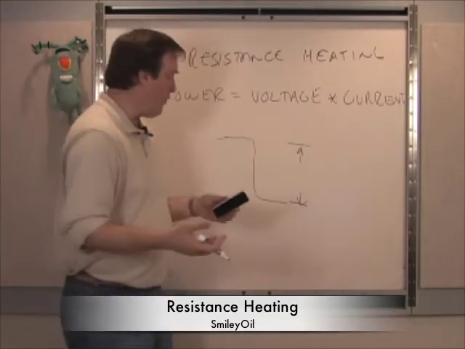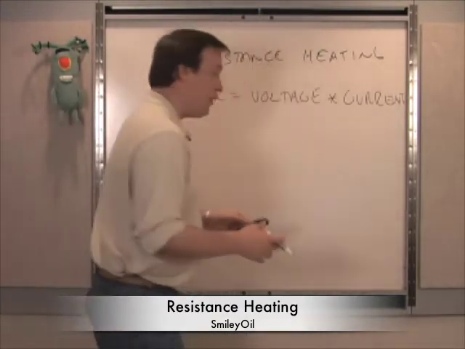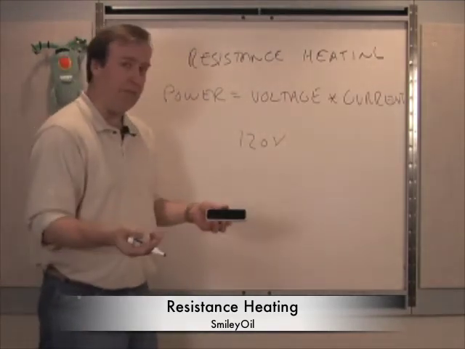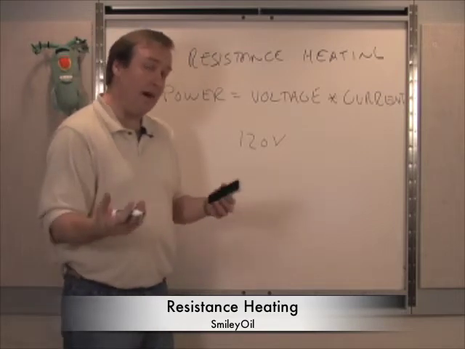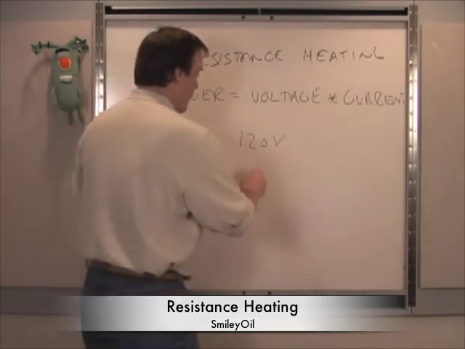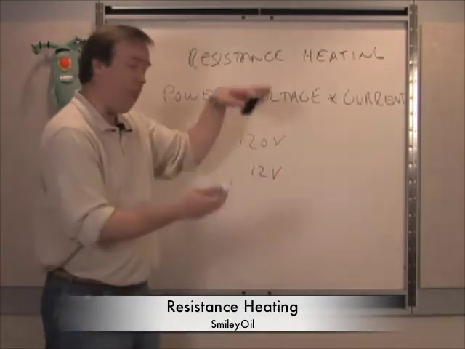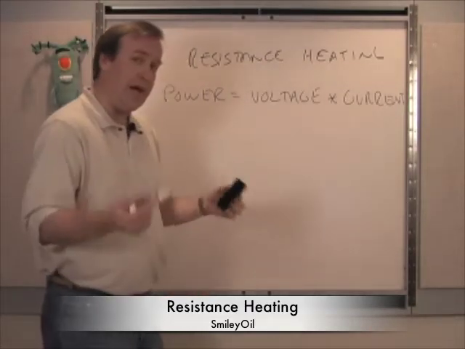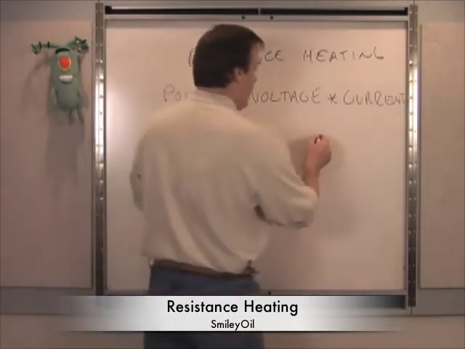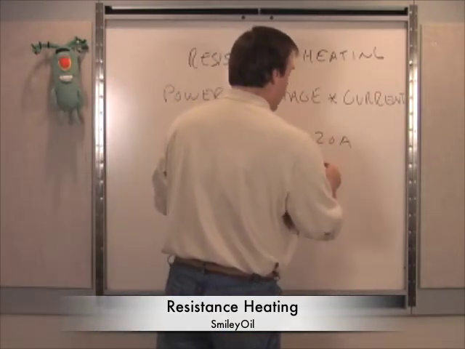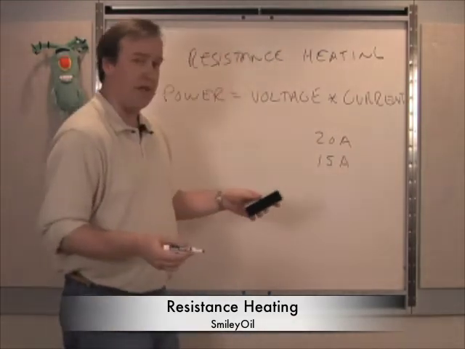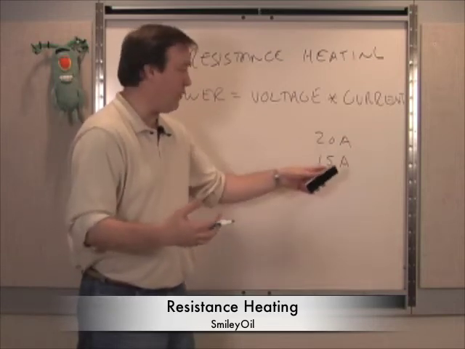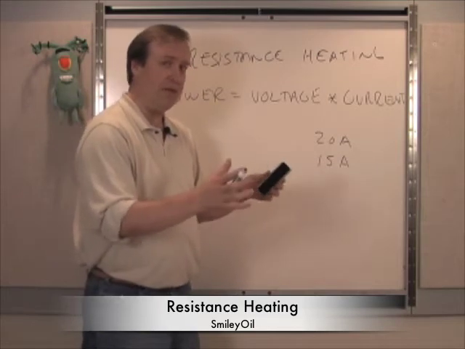Now, in your house, the wall plugs have 120 volts in them. And the battery of an automobile has 12 volts in it. So there's a lot of difference in the height of a waterfall between a house and a car. Also in the house, you have circuit breakers that are rated at either 20 amps or 15 amps. This is the threshold at which, if you draw too much current, the fuse box or the circuit breaker will trip, and that will disconnect electricity to your device.